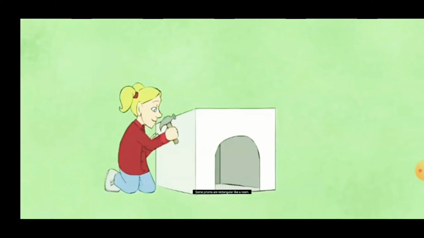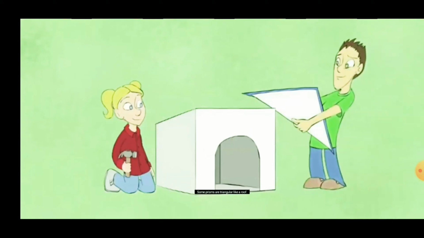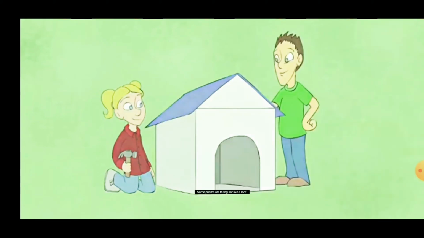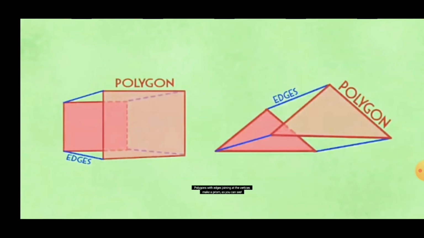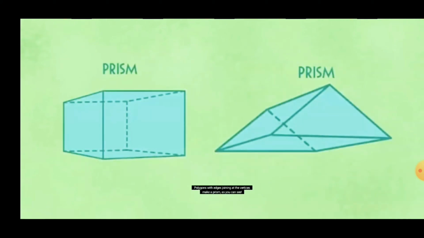Some prisms are rectangular, like a room. Some prisms are triangular, like a roof. Polygons with edges joining at the vertices make a prism, as you can see.